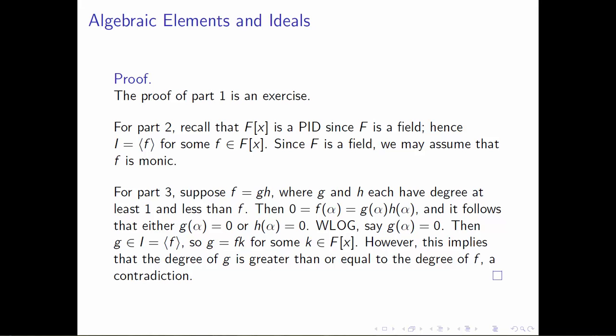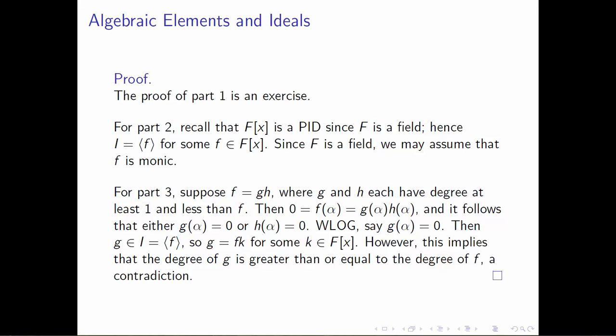And we have symmetry between g and h here, so let's say that it's g of alpha that's 0. Then this is the criterion we needed to satisfy in order to belong to the ideal I. So g belongs to the ideal I, which is the ideal generated by f. This means that we can write g as a multiple of f, so g equals f times k for some k inside F of x. However, this is going to give us a contradiction, because if we have one polynomial that is a multiple of another polynomial, then the degree of g needs to be greater than or equal to the degree of f.